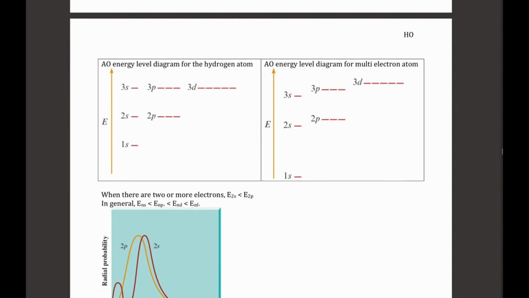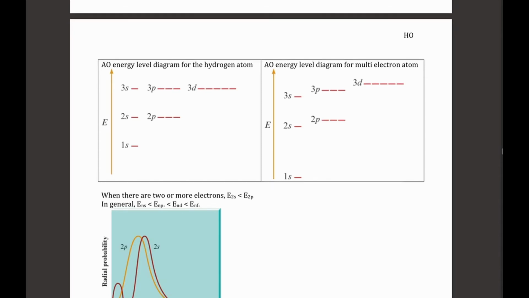Next comes the 2s atomic orbital, a little bit higher in energy come the 2p atomic orbitals. They're drawn off to the side a little bit so that we space it out. Next in energy comes the 3s atomic orbital, next the 3p atomic orbitals, next the 3d atomic orbitals. Actually, between 3p and 3d, there's the 4s atomic orbital. It's just not shown on our diagram.